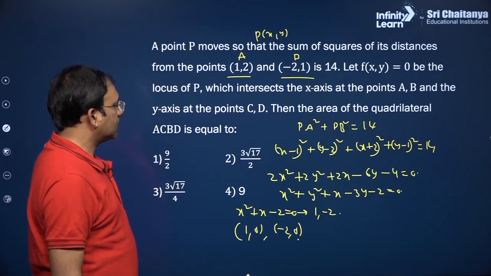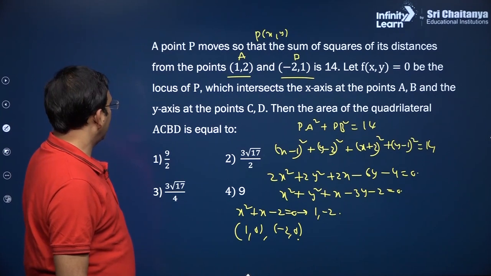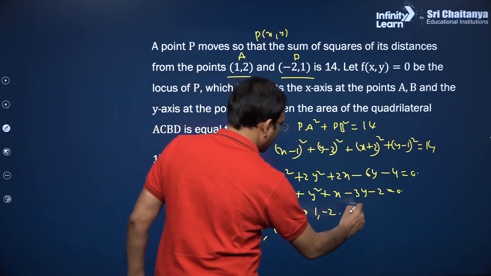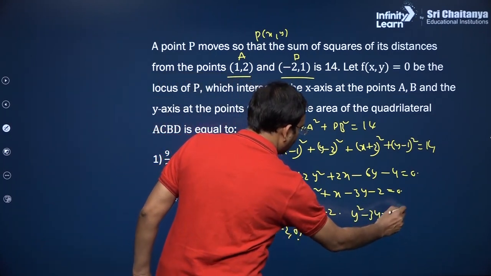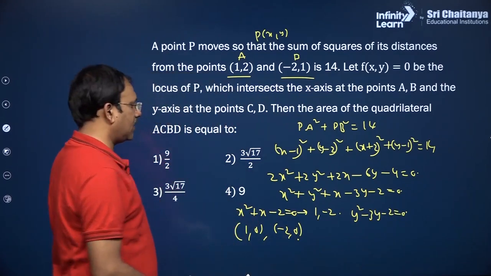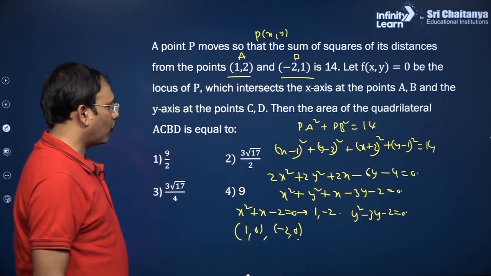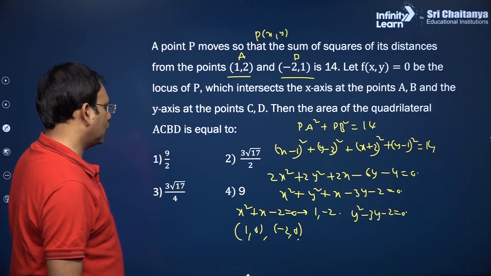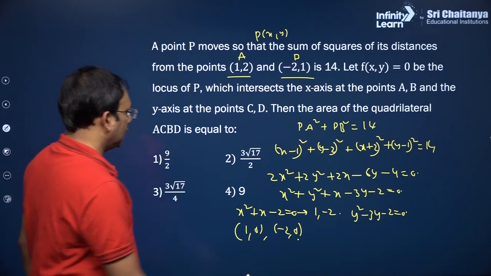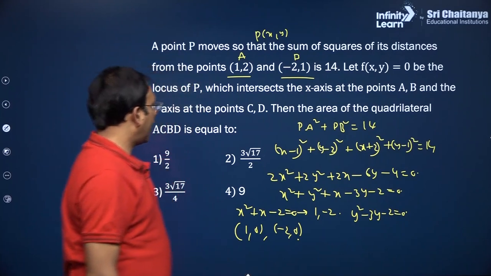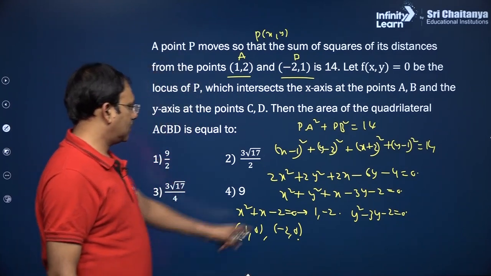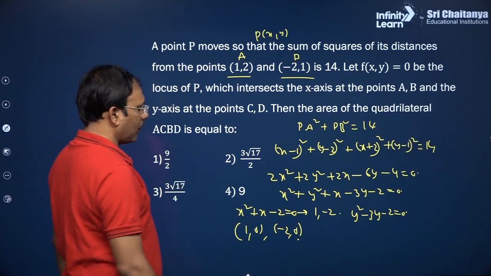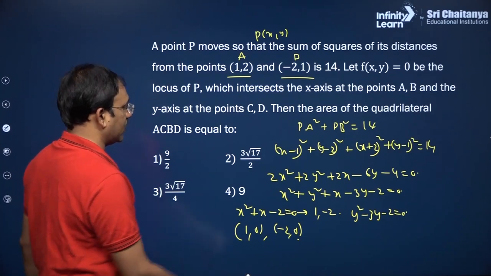Right? Similarly, you can say it cuts y axis at the points C, D. Put x is equal to 0 here, you will get y square minus 3y minus 2 equal to 0. So, my dear friends, you can just see the y values. It is going to cut y axis in the sense you have to take x is equal to 0. So, y square minus 3y. You just check the y square coefficient.